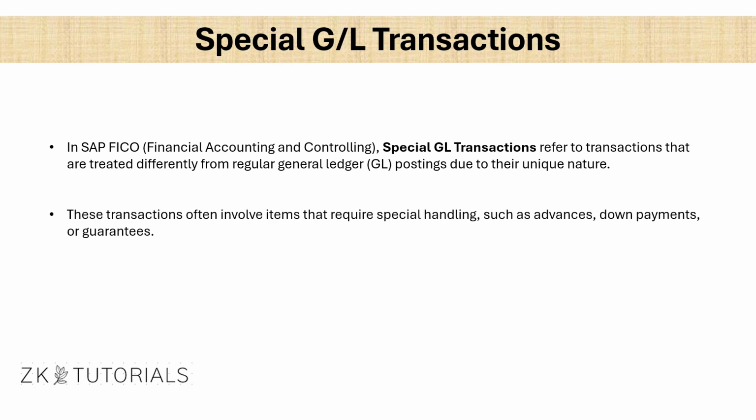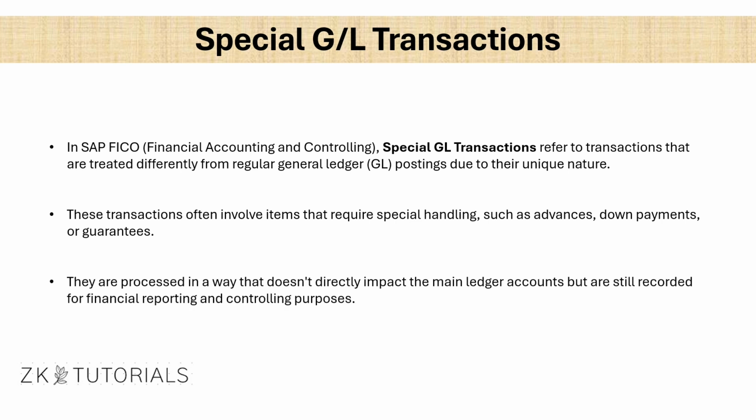And the next line says, these transactions often involve items that require special handling, such as advances, down payments, or guarantees. Special GL transactions are not only advances; advances are called down payments in SAP, and guarantees also are called special GL transactions. They are processed in a way that doesn't directly impact the main general ledger accounts but are still recorded for financial reporting and controlling purposes.